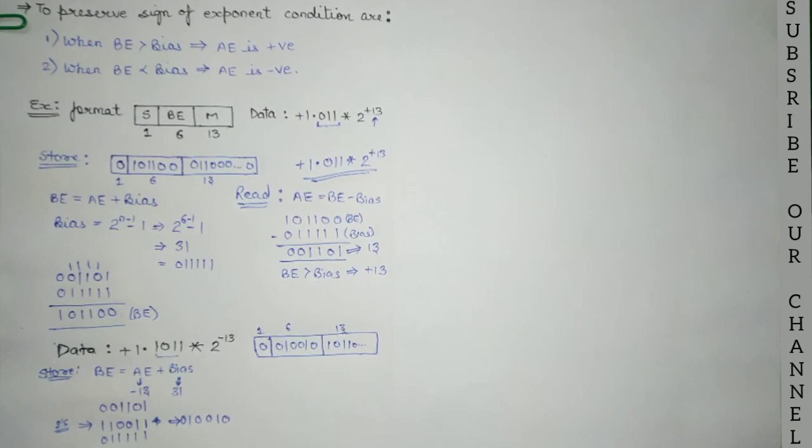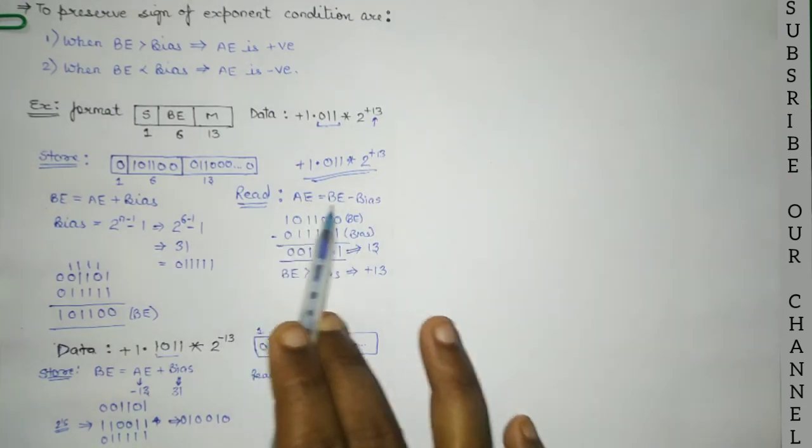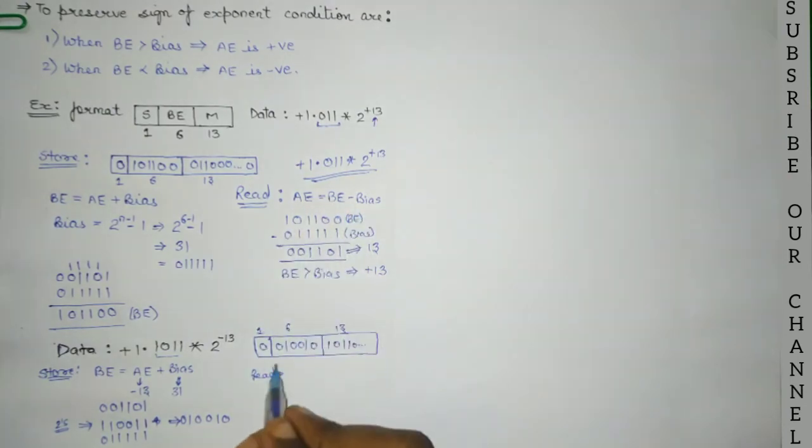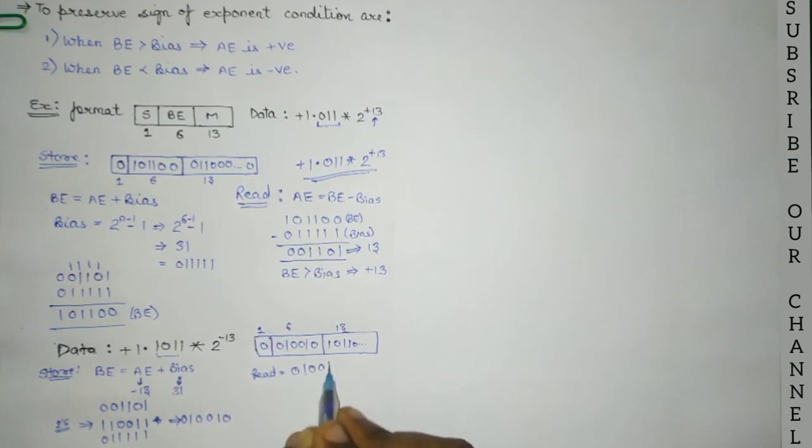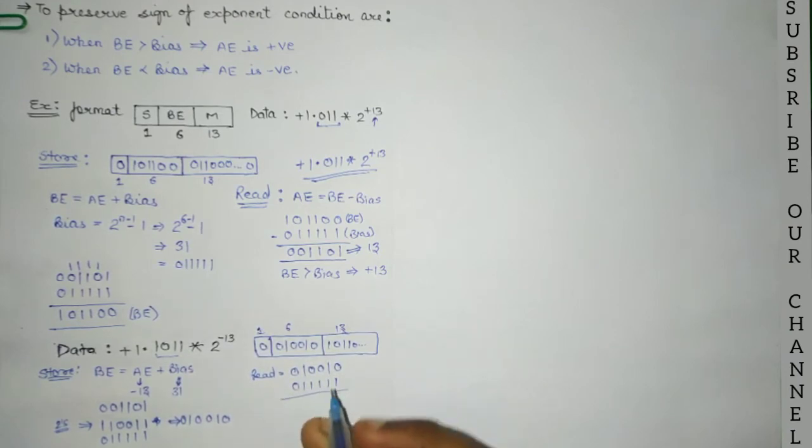Now what if we have to read this particular value? Again, to read this particular value, we have to find out the actual exponent, which is BE minus bias. So what is the biased exponent? BE is 0 1 0 0 1 0. What is bias? Bias is 0 and all ones. So 0 and all ones. So if you subtract it, what you will be getting? You will be getting 1 1 0 0 1 1. You can just subtract it, you can easily do it. So this will be the value.